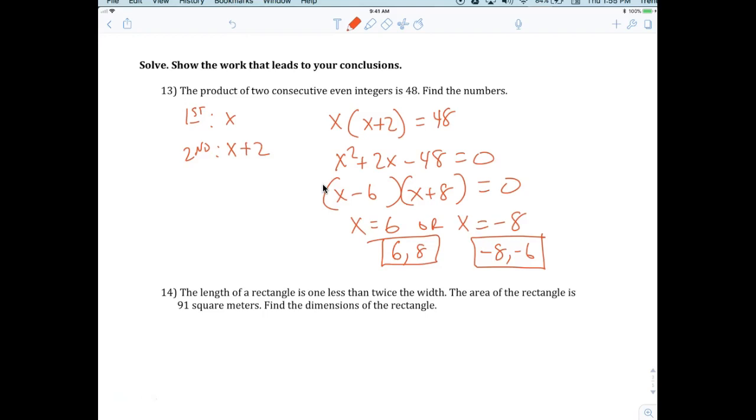So think about, give me two even numbers, consecutive even. Any two. 4 and 6. So x is 4. How do I get to the next even?